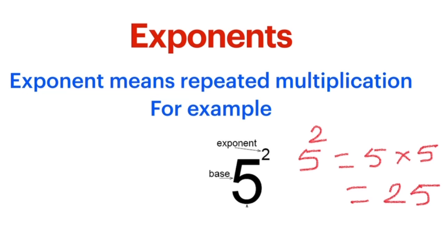First, let's look at what an exponent is. Exponent means repeated multiplication. Look at the blackboard. For example, 5 squared. Here 5 is the base and 2 is the power or exponent. It means you need to multiply 5 two times. 5 times 5 equals 25. Now let's try more examples together.